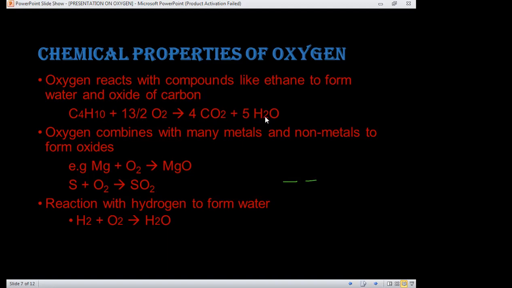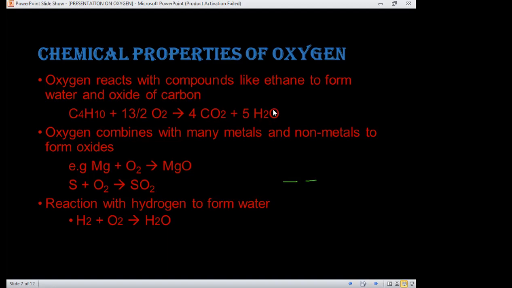When you want to balance oxygen, you always consider the right-hand side before coming to the reactant side. At the right-hand side, we have 4 times 2, which is 8. Then 5 times 1, which is 5. So 8 plus 5 will give us 13. So whatever you have over 2, that is why we have 13 over 2 for oxygen here. So that is how you write the equation for the burning or for the reaction of hydrocarbon with oxygen to give oxide of carbon and water vapor.